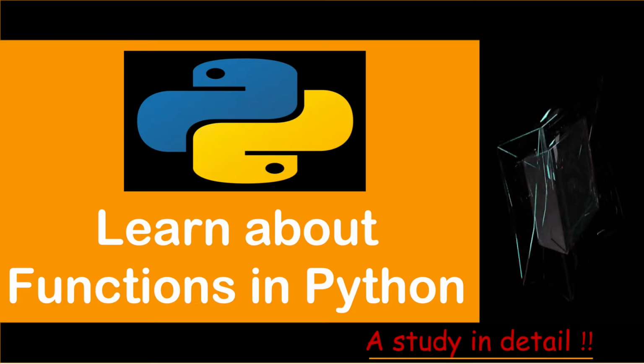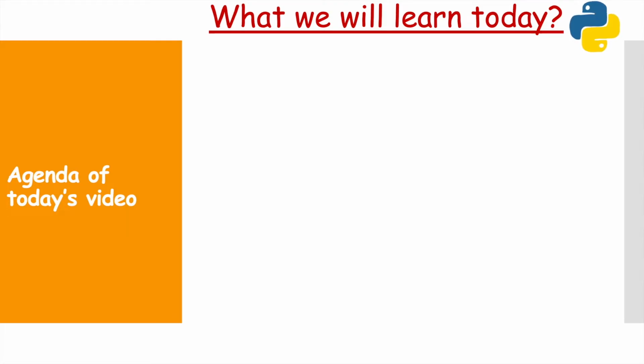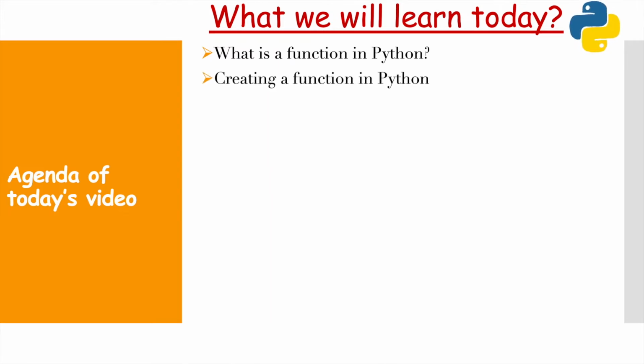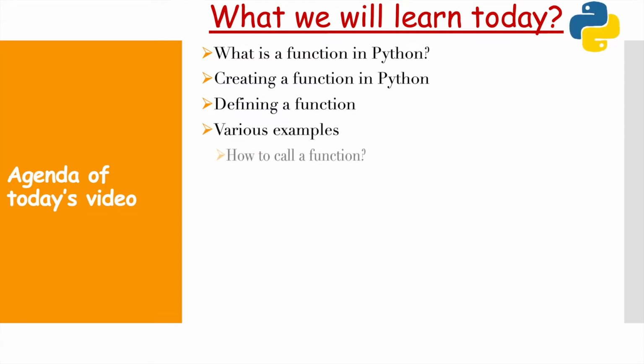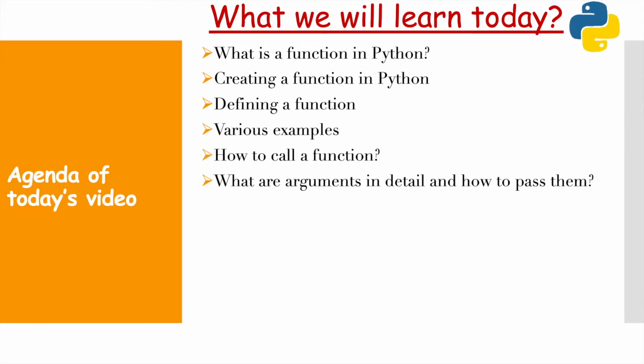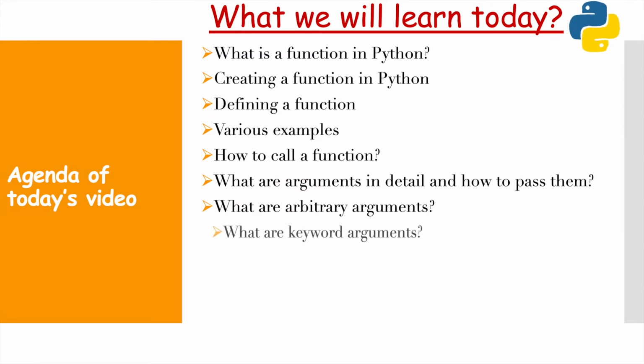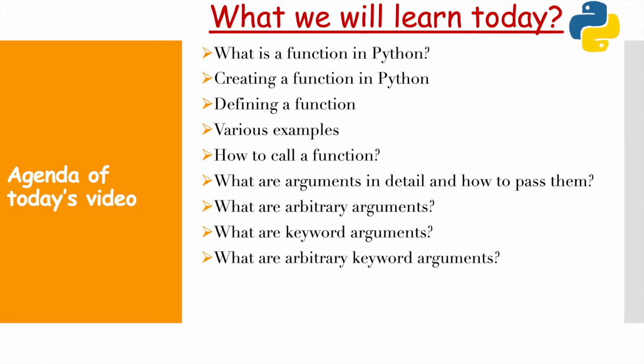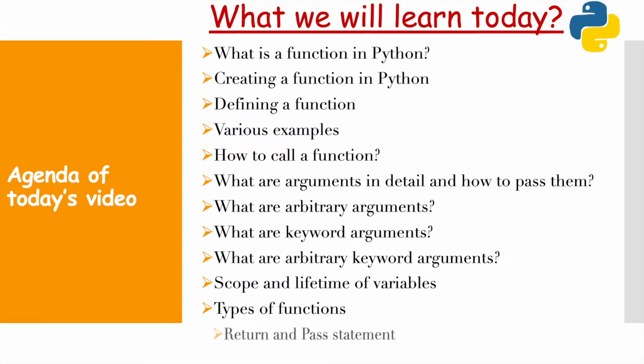So let's start. Now let's see what we are going to learn today in this tutorial video. So we are going to see what is a function in Python and how to create a function, how to define a function, and we are going to see with various examples, and then how to call a function and what are arguments, and we are going to see that in detail, and how to pass them in functions. What are the arbitrary arguments, what are key arguments, and what are arbitrary key arguments, and the scope and lifetime of variables, and the various types of functions in Python. And then we are going to see the return and the pass statements.